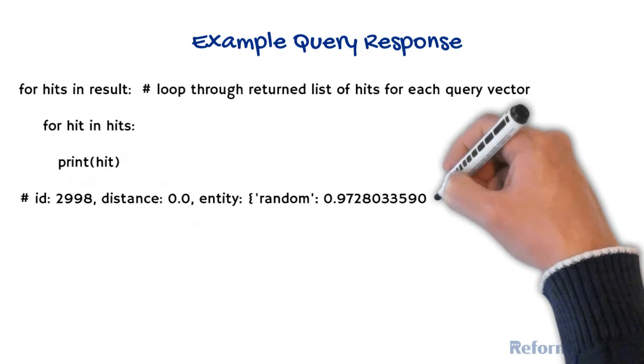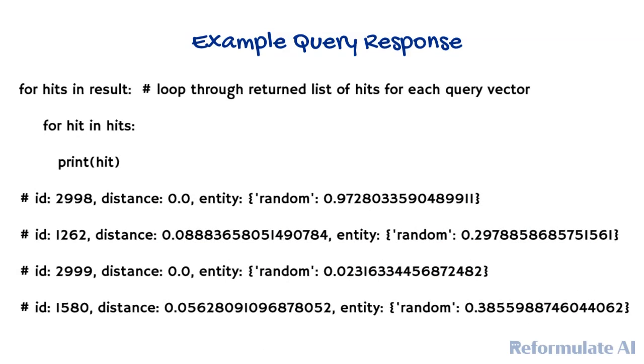The search will return a result object that contains a nested list of hit objects for each of the query vectors you specified. Each individual hit object will contain the primary ID for the similar vector, a distance value representing how similar the vector is to the corresponding query vector, and any additional entity metadata you choose to return.